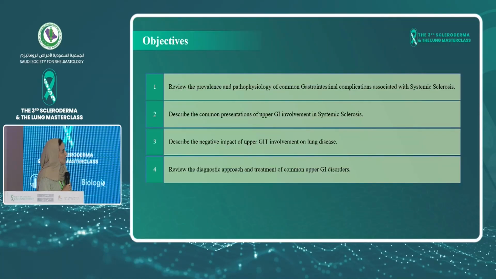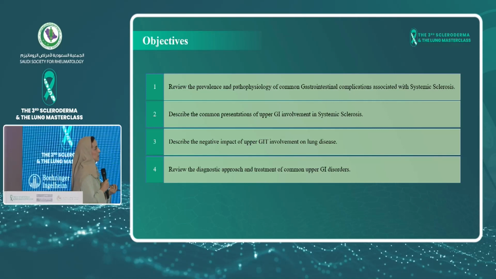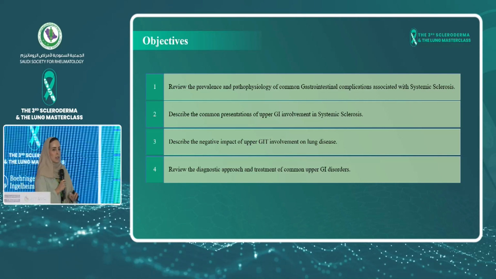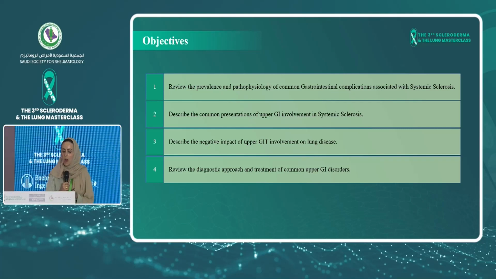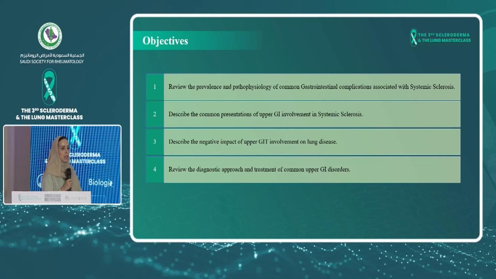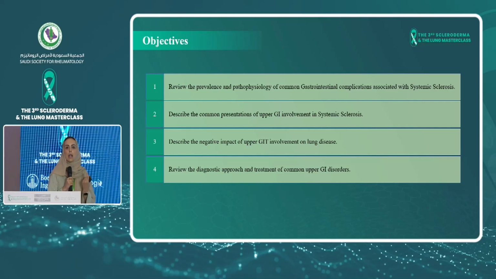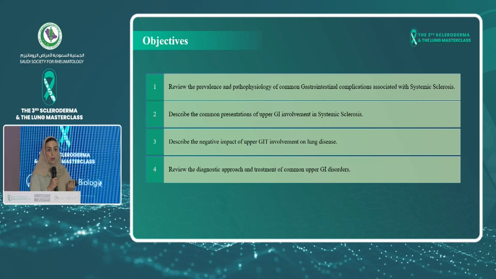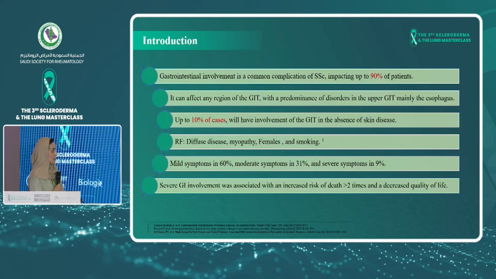I have no disclosures. Through the next 20 minutes, I will review the prevalence of common GI complications associated with systemic sclerosis. We'll dig more into the common presentation, diagnostic approach, and treatment of mainly upper GI complications that will affect the lung. And finally, we'll describe the negative impact of upper GI involvement on lung disease.